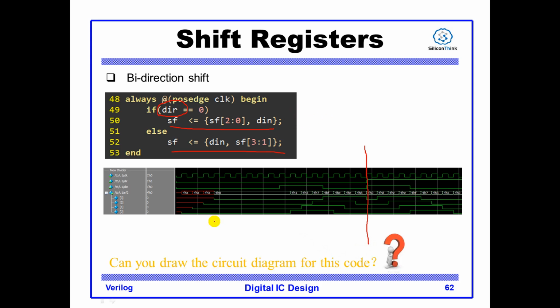The question for you is, can you draw a circuit diagram for this code? Remember, after this chapter, you need to have the ability of consistency between circuit diagram, actual code, and waveform. I require you to have this ability. This will be a good starting point for you to design complex circuits. The consistency means if given any one of them, you can figure out the other two.